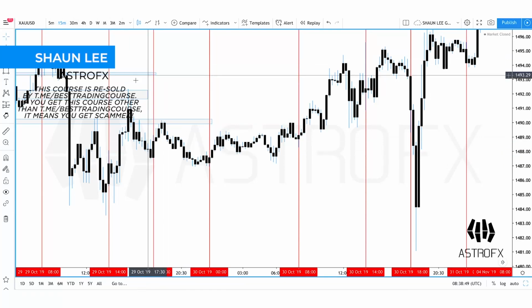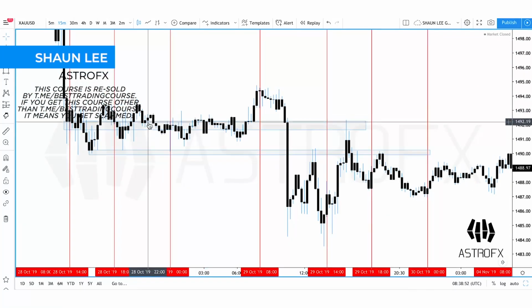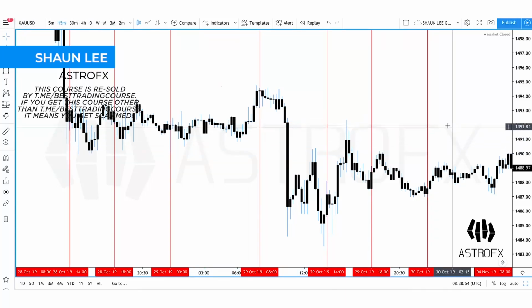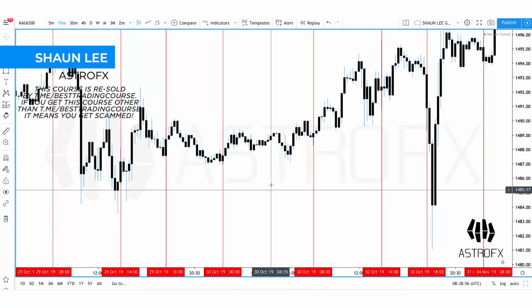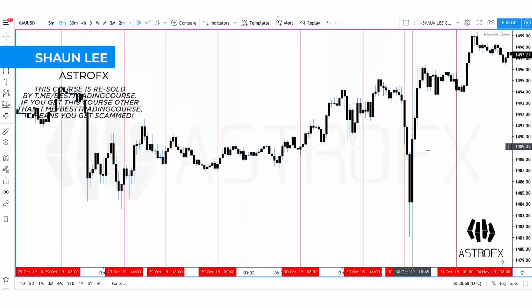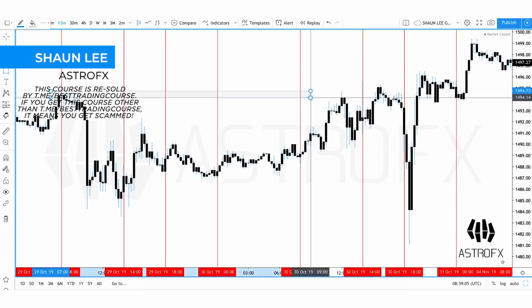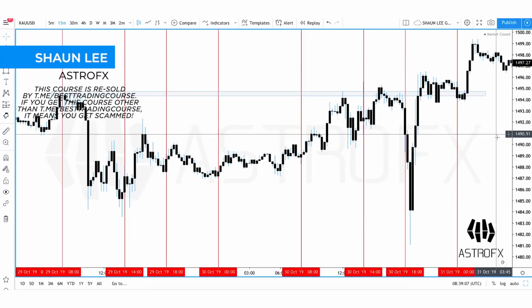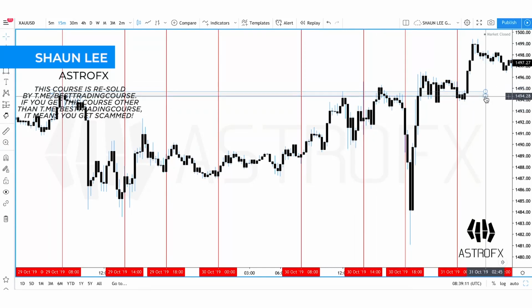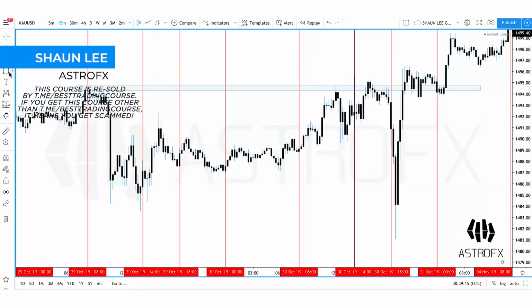So for now, what I'm going to do is take off all of these areas, and let's start fresh from here. This was quite easy to spot, and so was this. Okay, so the Asia high, we can actually keep that on for now. Respect over here, and then we respect it as support. London low over here, we can go ahead and place that on right there.